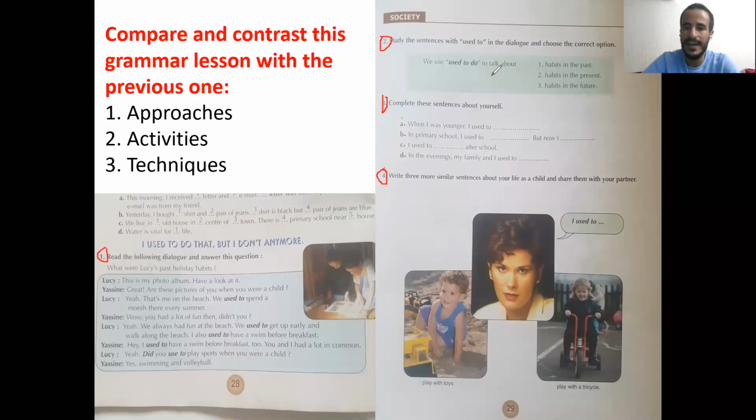Okay, number 3. Very interesting. Number 3. Complete this sentence about yourself. Is this a communicative activity or non-communicative activity? It's practice, yeah. Is it communicative or not? Yes, not communicative, involving students, yes. Okay. So it is restricted practice.